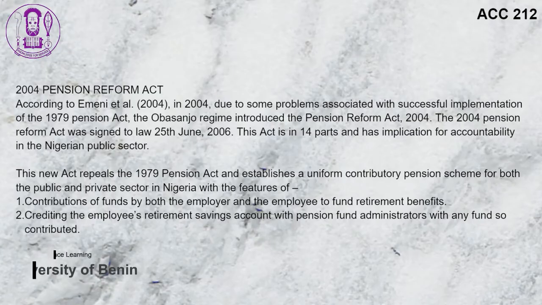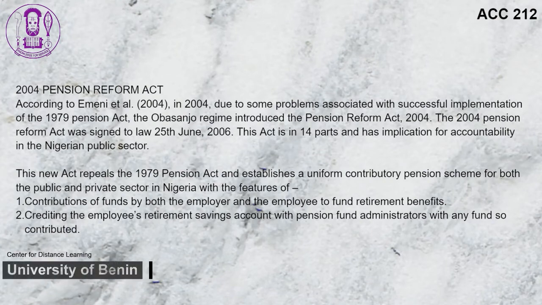2004 Pension Reform Act. According to Emini et al. 2004, due to some problems associated with the successful implementation of the 1979 Pension Act, the Obasanjo regime introduced the Pension Reform Act, 2004. The 2004 Pension Reform Act was signed into law on 25 June 2006. This act is in 14 parts and has implications for accountability in the Nigerian public sector.